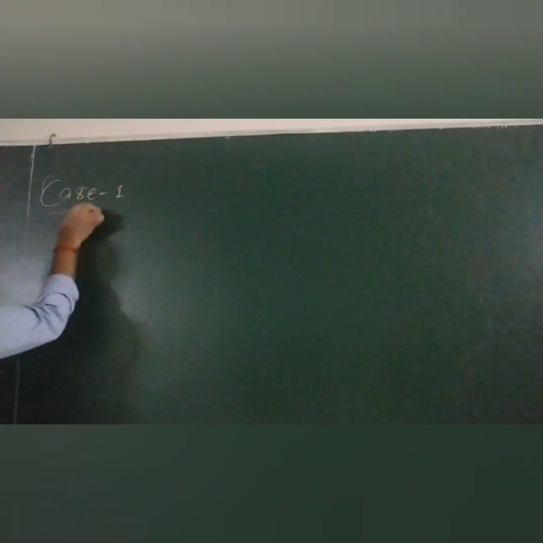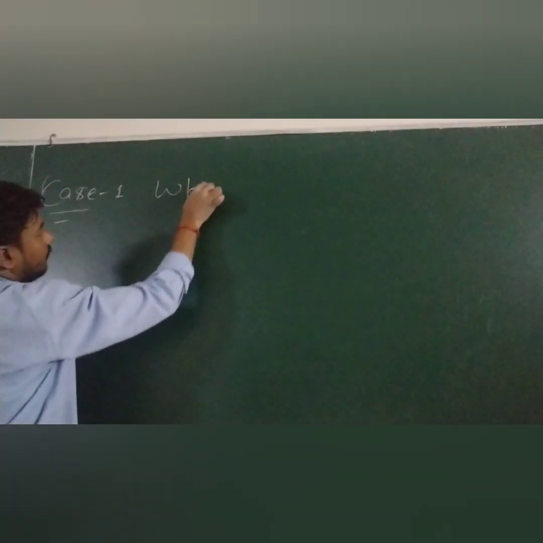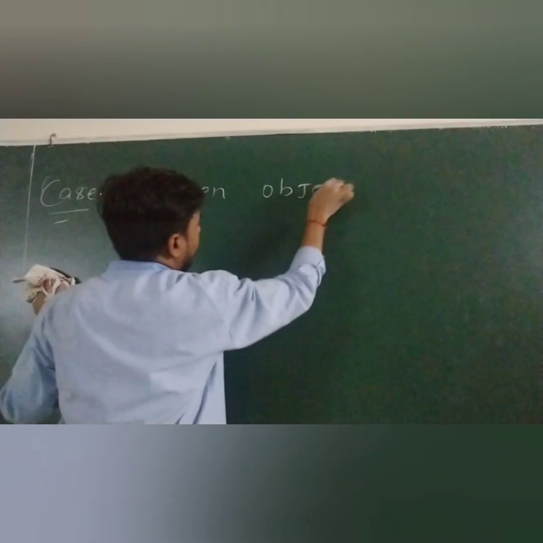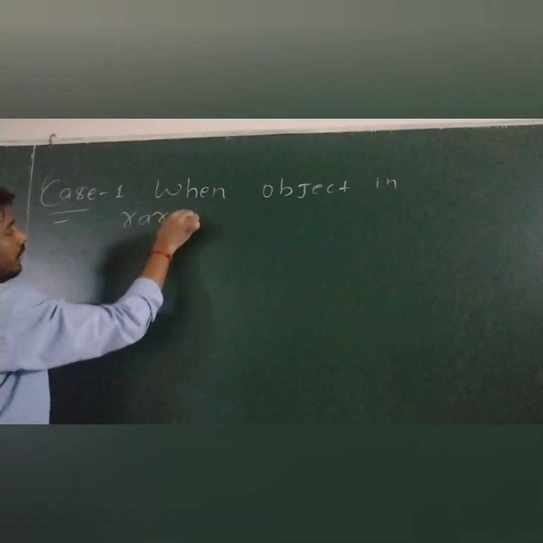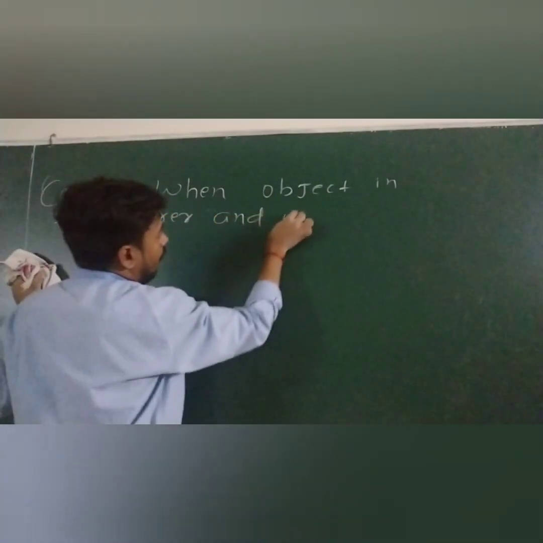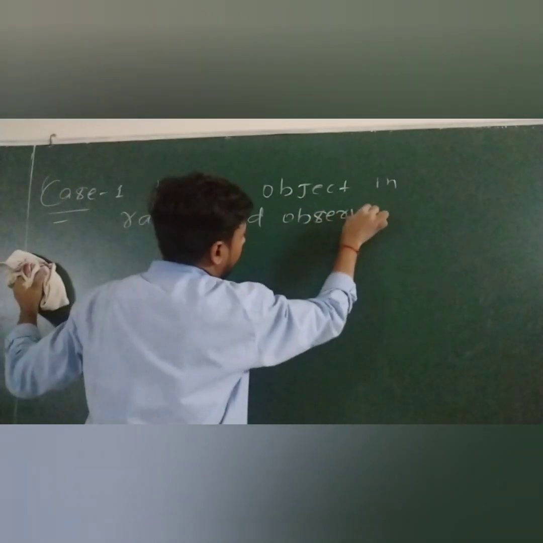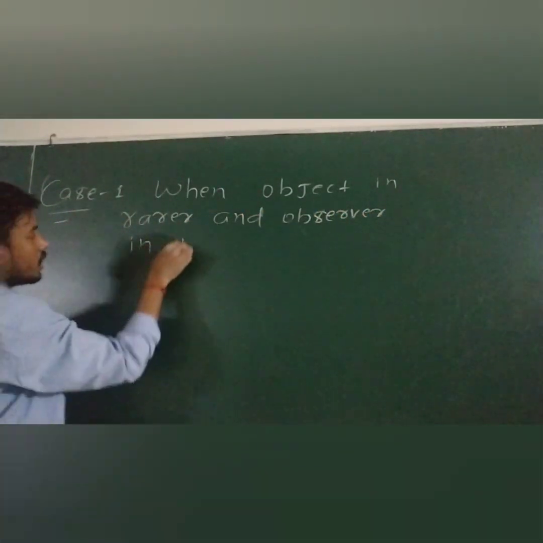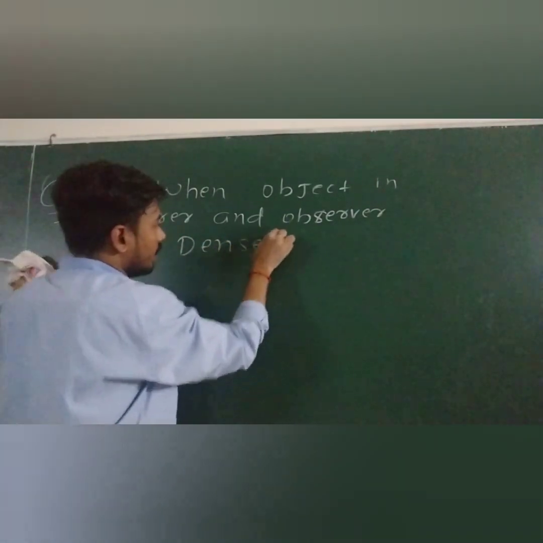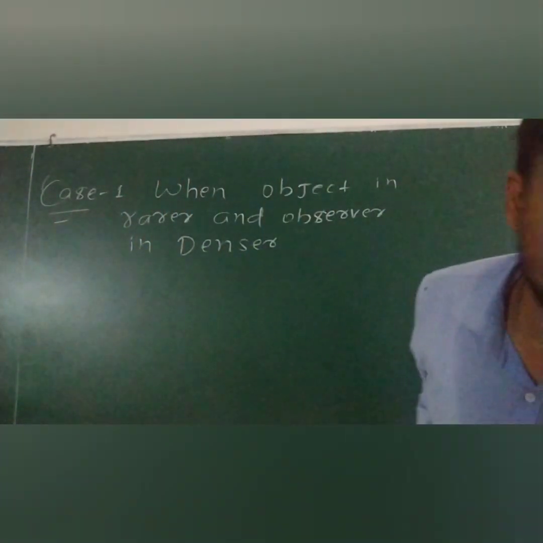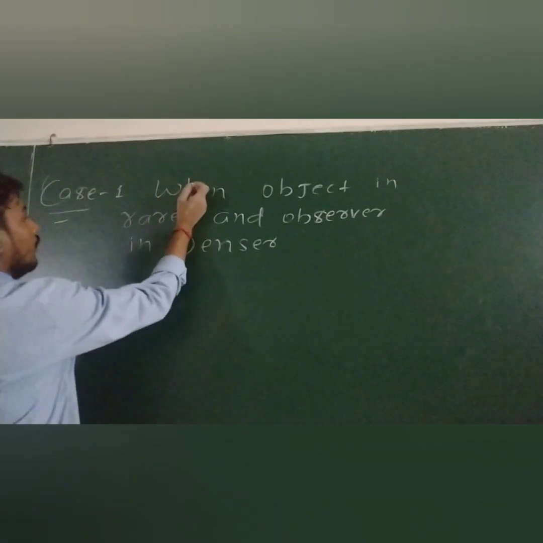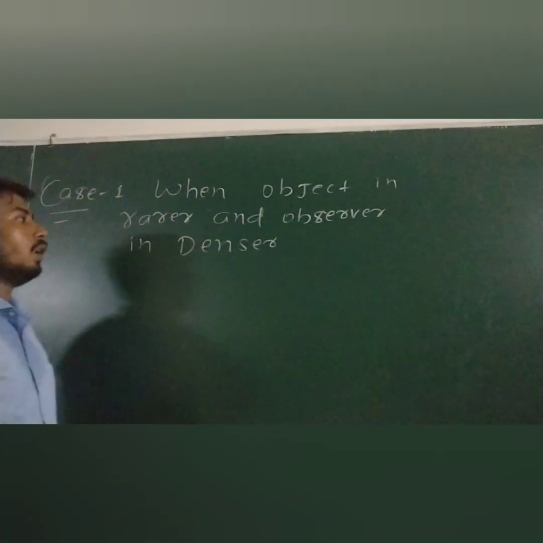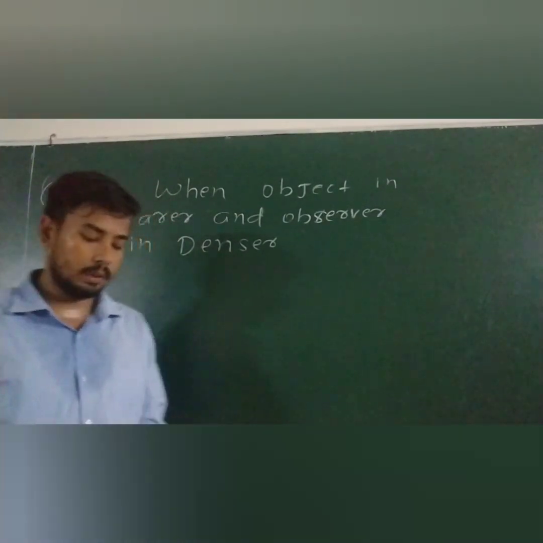Case first: when the object is in the rarer medium and the observer is in the denser. Okay, fine my dear. See, when the object is in the rarer and the observer is in the denser, no issue. We can do this first of all.